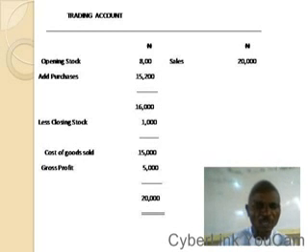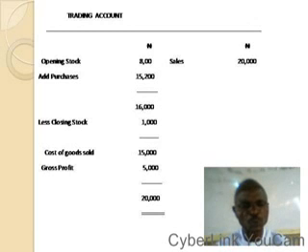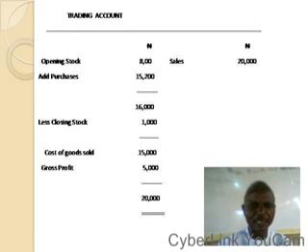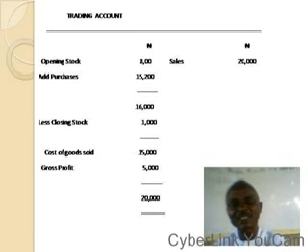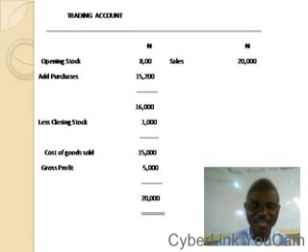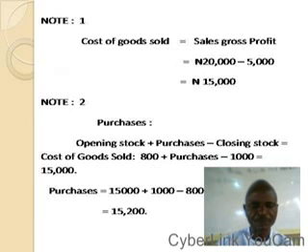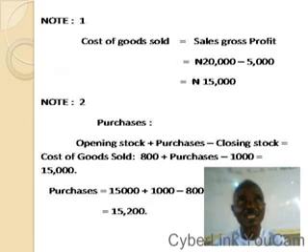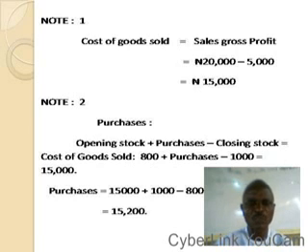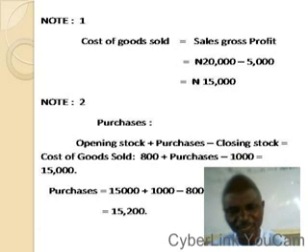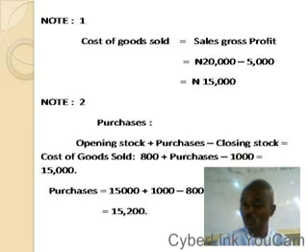Less closing stock, you now arrive at the cost of goods sold. And the cost of goods sold minus sales will give us 5,000 naira. And when you have 5,000 naira, and in note 1, you have sales minus gross profit, and will give us 15,000 naira. That's the cost of goods sold.